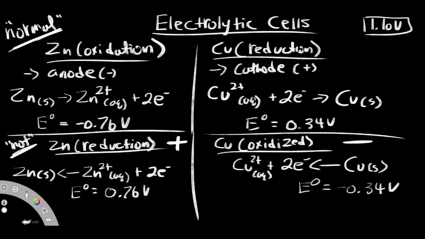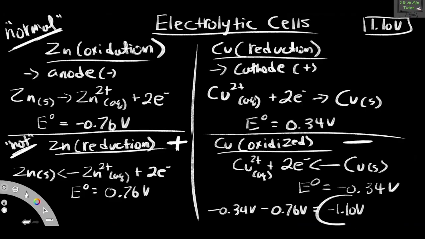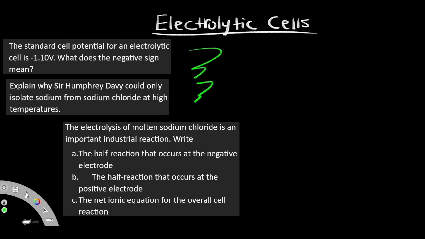It's being flipped. So now we just have our cathode, negative 0.34 volts, minus our anode, 0.76 volts. What do you end up getting? You obviously just end up getting negative 1.10 volts. Obviously this is not going to be spontaneous, hence why you need that power supply that we had in our illustration to push the electrons in the opposite direction. So these are the 3 green questions of the day.